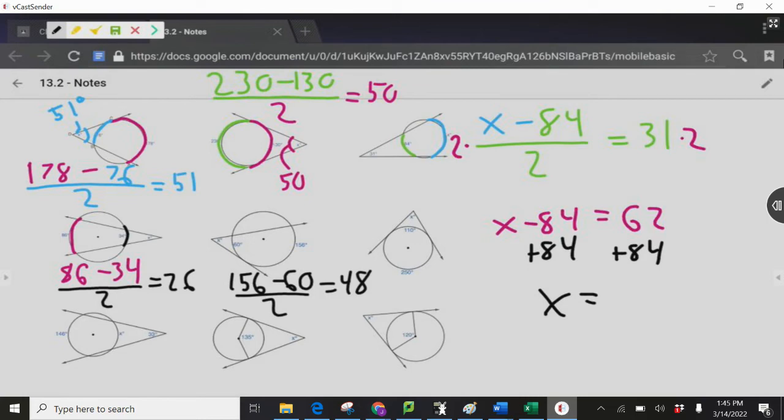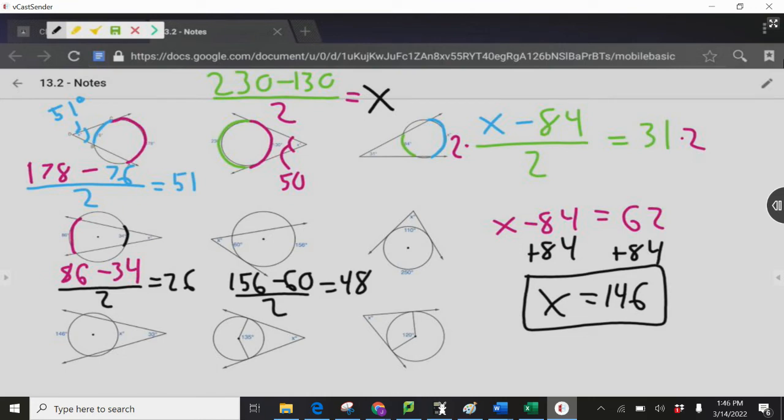62 plus 84, 146. And there is our value. So notice how I'm using the exact same process as the other problems here, but now I'm solving for a different element. On a problem up here at the top, I was solving for my angle. 230 minus 130, major arc minus small arc, divided by 2 equals x. And then I just simplified and we got our value of 50 on that one.